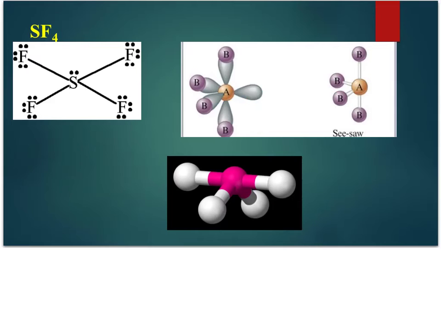SF4. So we look at this, count our bonds. Central atom, sulfur, bonding groups, 1, 2, 3, 4. 1 lone pair. So what does that give us? We have 4 bonding groups, 1 lone pair. That gives us trigonal bipyramidal because we're still going to have that same shape. So if we look here, we're still going to have that same shape we had before. Same pyramid at the bottom. So it's trigonal bipyramidal for our electronic structure.